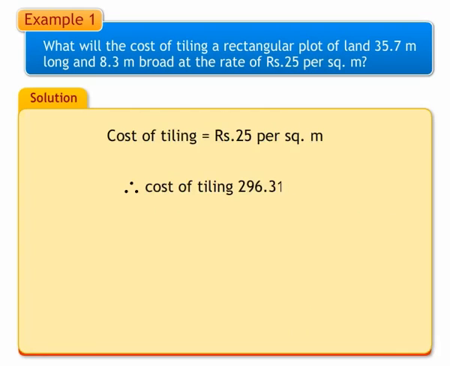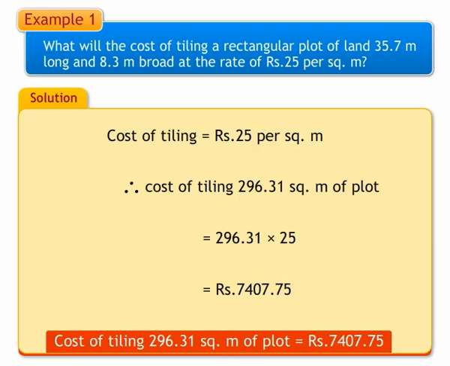Cost of tiling is rupees 25 per square meter. Therefore, cost of tiling 296.31 square meters of plot is equal to 296.31 into 25, which is equal to 7,407.75. Therefore, cost of tiling 296.31 square meters of plot is rupees 7,407.75.